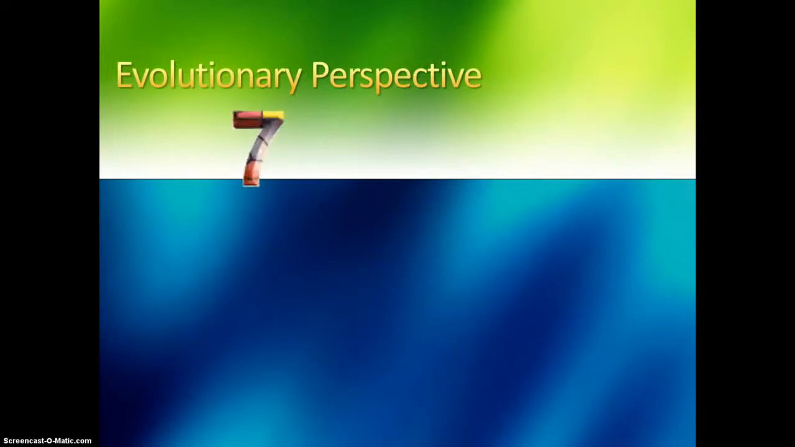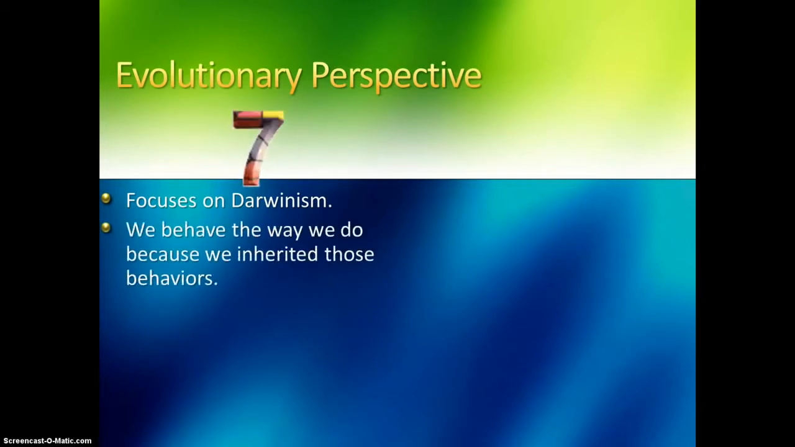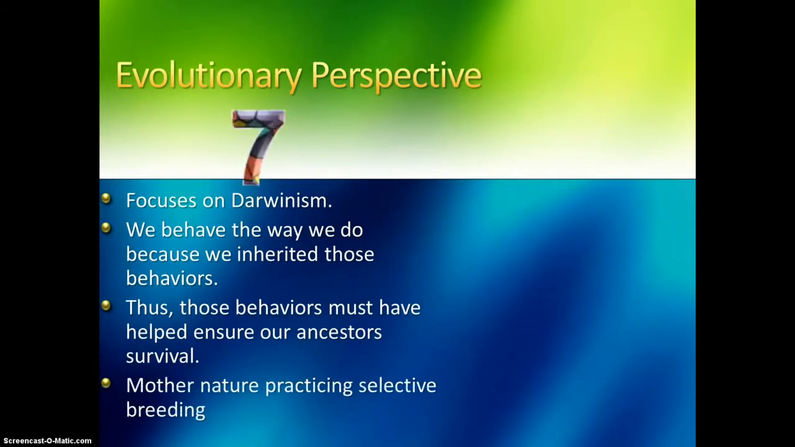Our second one is the evolutionary perspective. Oh, 7. This one's going to talk about Darwinism. You've talked about Darwinism both in science and in social studies in terms of social Darwinism. The whole idea is survival of the fittest. Well, in psychology, we're not talking necessarily about survival of the fittest people. To an extent we are, but more the survival of the fittest behaviors. We behave the way we do because we inherited those behaviors, and the behaviors that we have, we must have them because they are helping us to survive. So it's basically Mother Nature that has made us who we are.